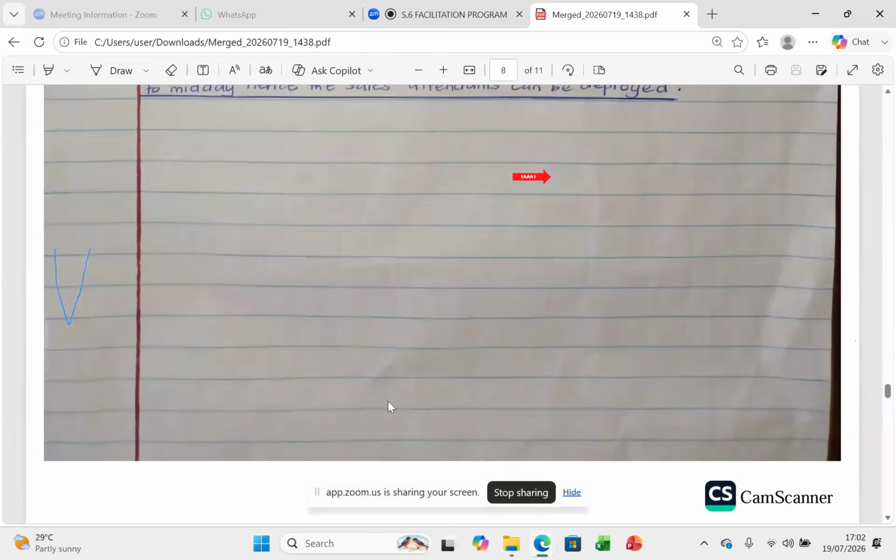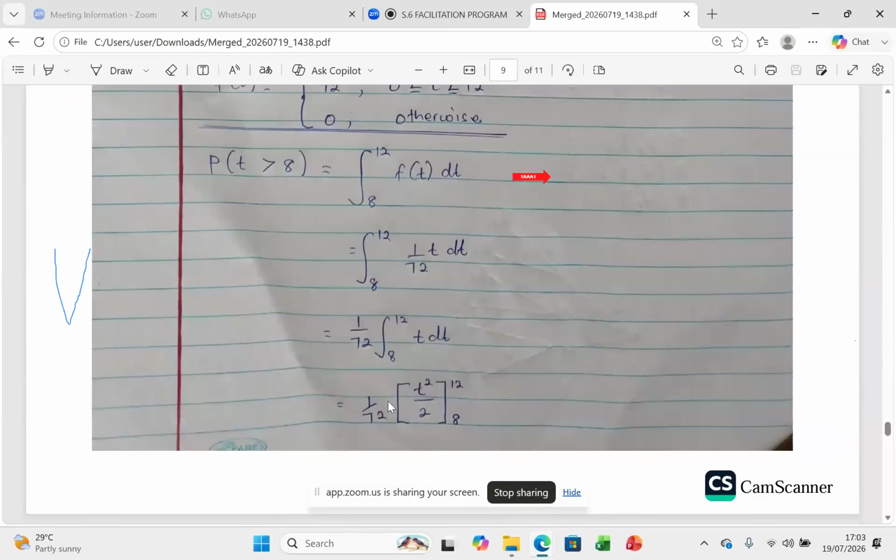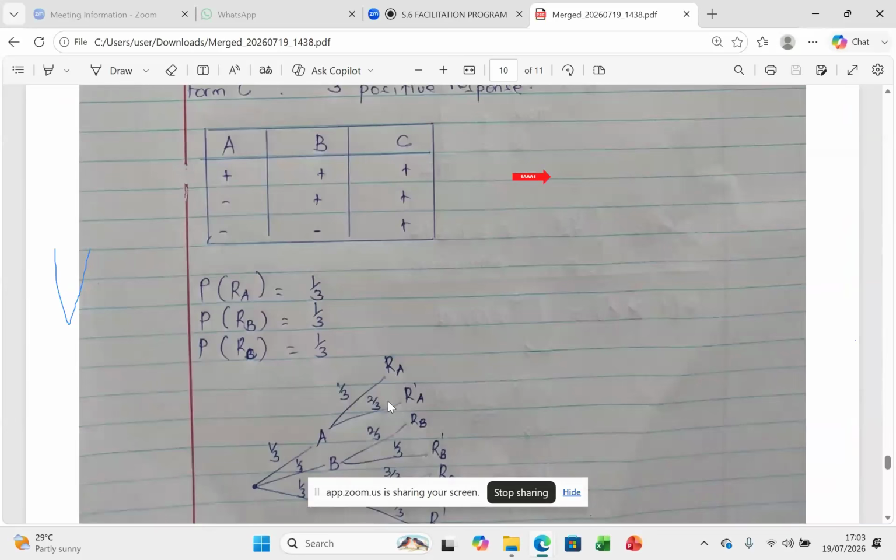As I'm going to show you, for form A, we had 1 positive and 2 negatives. Then for B, it is 2 positives and 1 negative. Then for C, they are all positives. As stated in the question, we just interpreted the question and represented it in a table form.